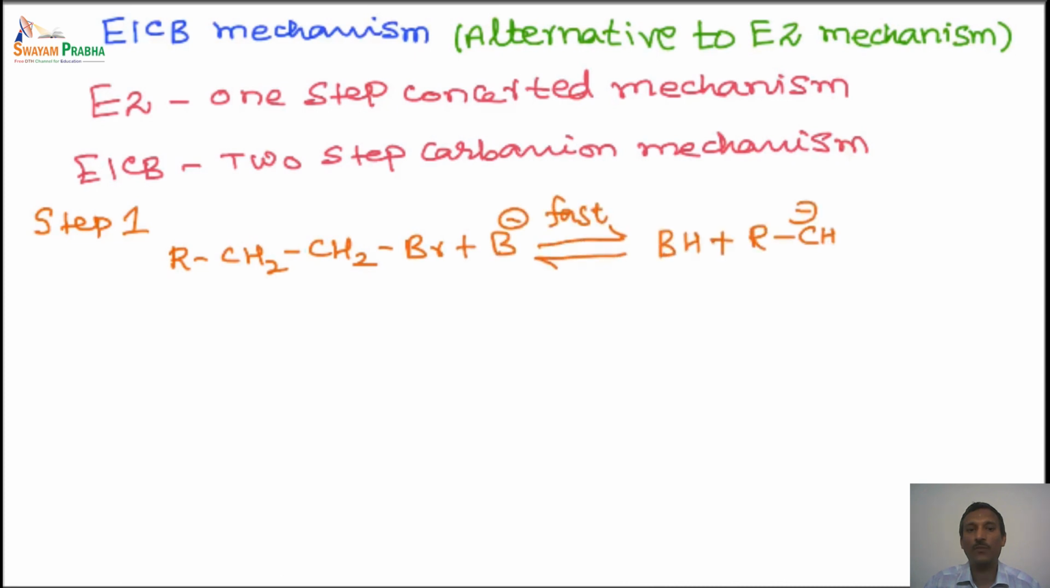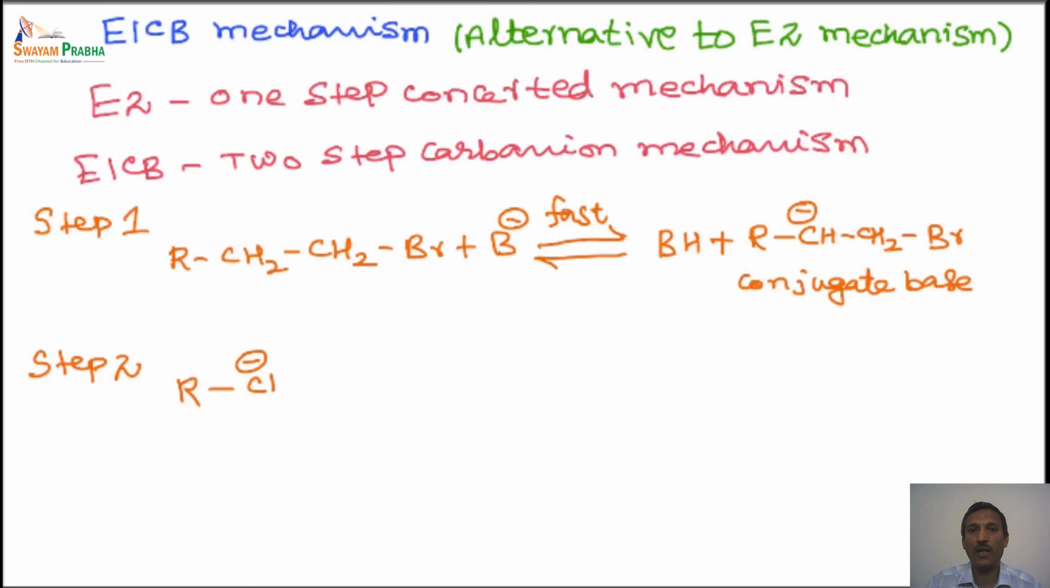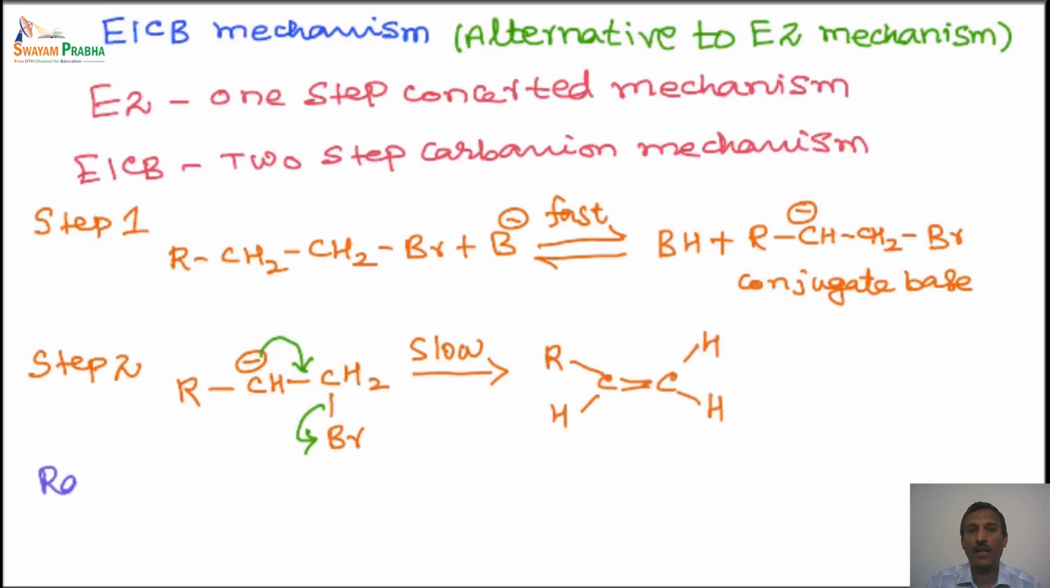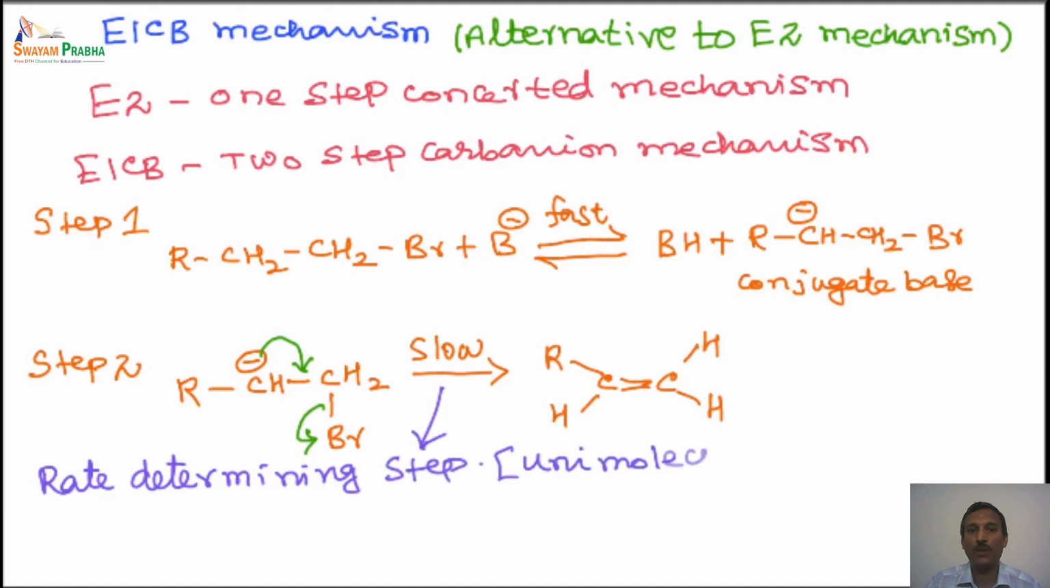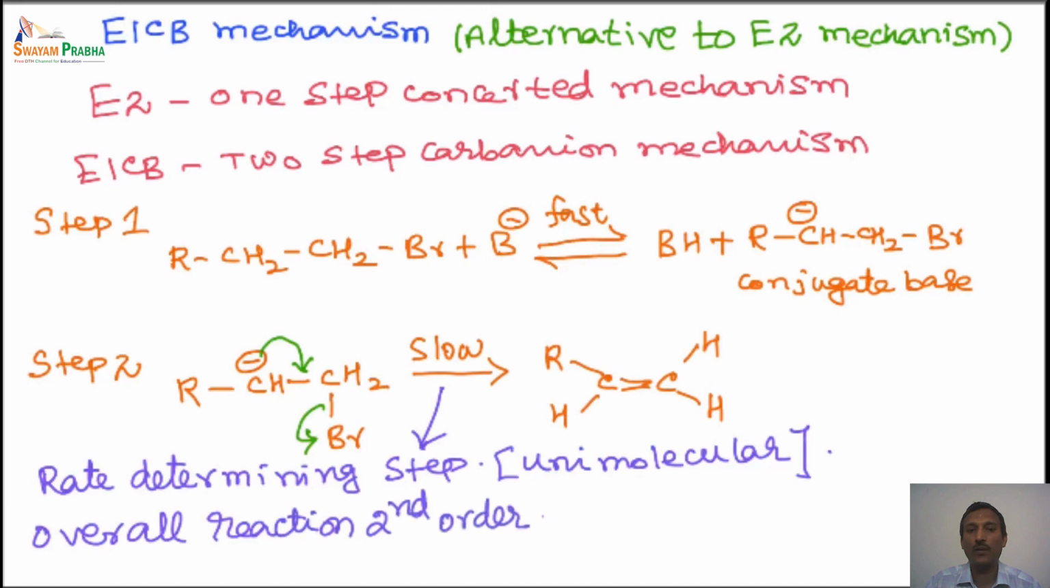In the first step, the base abstracts a proton from the alkyl halide. It is a very fast step. This leads to the formation of an anion, which is the conjugate base. In the second step, the anion gives the electrons between the two carbons, and the leaving group is lost to give the alkene.